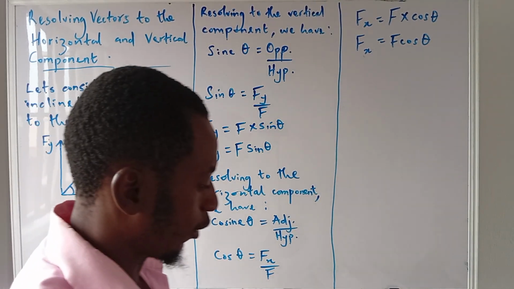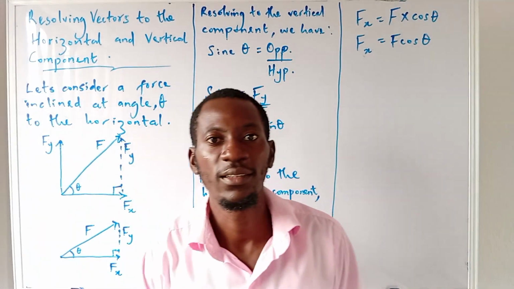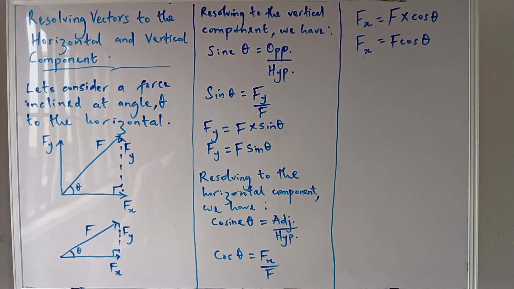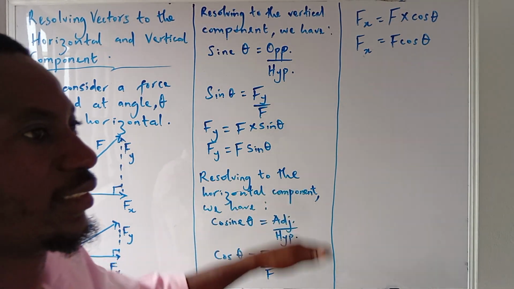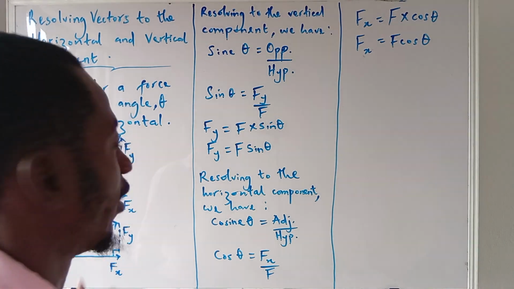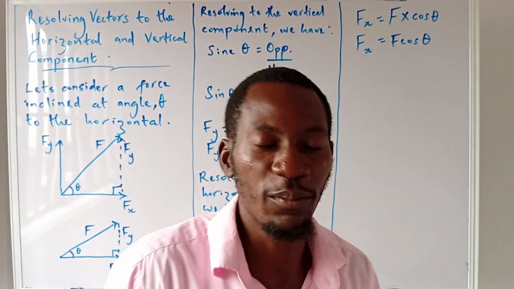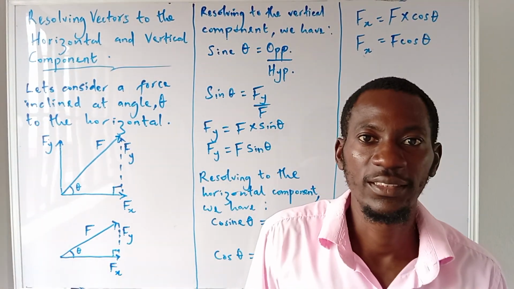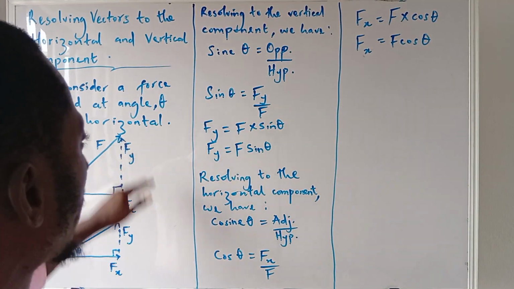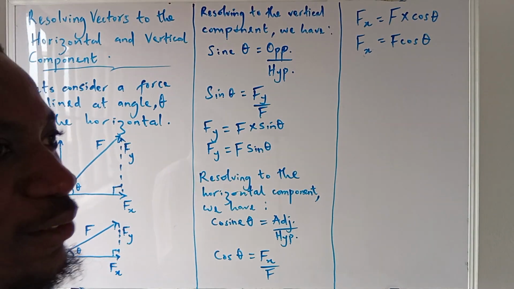Therefore, this is how to resolve vectors to the vertical and the horizontal component. It is very easy to understand when it is done gradually like this. But in most books, students see the horizontal component, F cos theta, and the vertical component, F sin theta, and they are confused. But this is the step-by-step way of resolving it. Thank you very much.